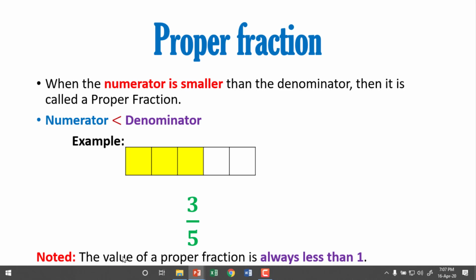Remember that the value of a proper fraction is always less than 1. That means if you divide this 3 by 5, your answer will be 0.6, which is less than 1. So for every proper fraction, if you divide the numerator by the denominator, then you will see that every time the answer will be less than 1.